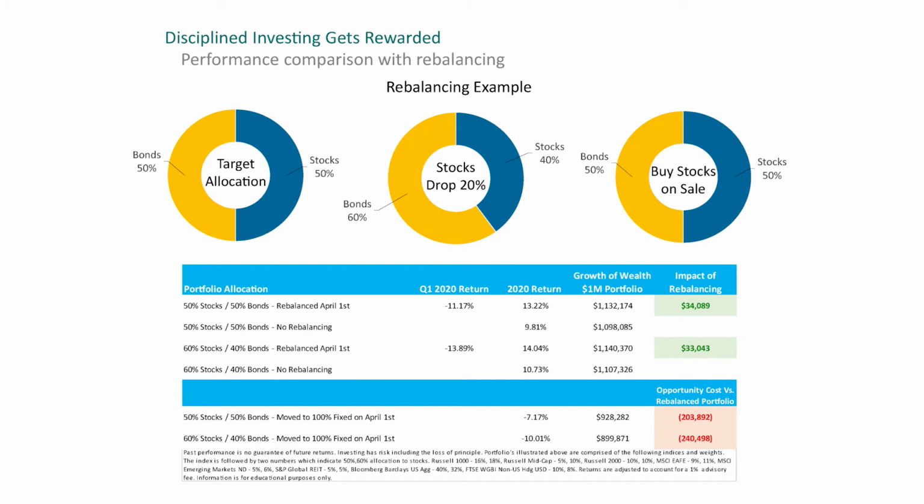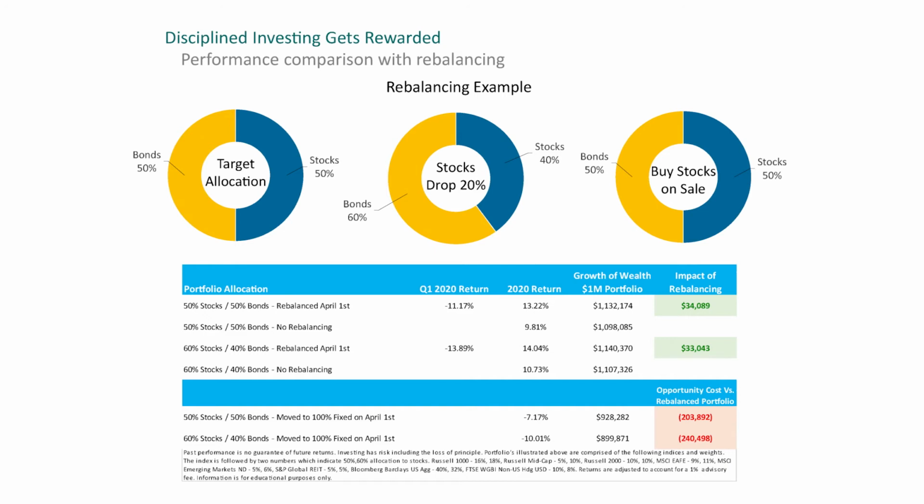Below that in the chart, we're going to pay particular attention to the first two rows of a 50-50 portfolio and the performance in 2020. As we see in the first quarter of 2020, a 50-50 portfolio had an 11.17% loss on the quarter. And if gone to cash out of fear, you would have locked in those losses. However, if rebalanced on April 1st, the 2020 annual return would have been 13.22% as a gain.